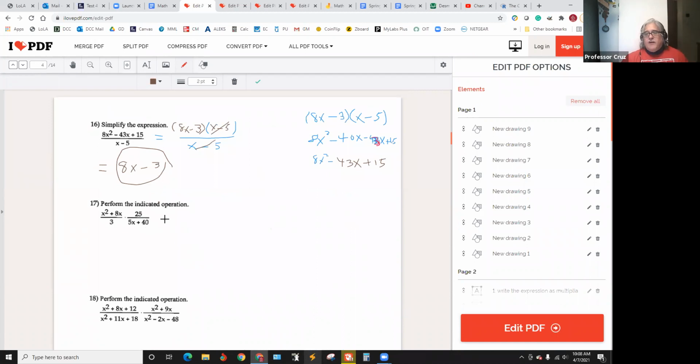All right, what can we factor here? 3 doesn't factor. 25 doesn't factor. It would be 5 times 5. Just remember that 3 is 3 times 1, or just 3. So up here, we factor.